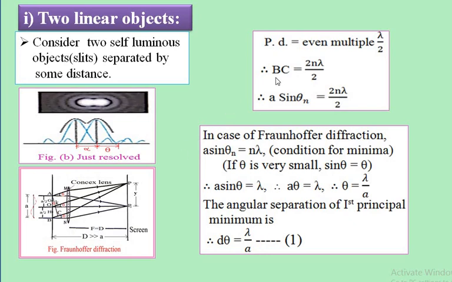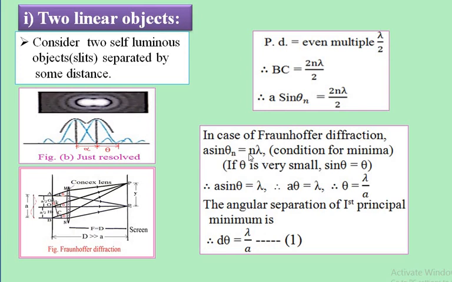Here the path difference BC occurs. BP minus AP is equal to BC. BC is the path difference between the two rays. a sin theta n is equal to n into lambda. This is the condition for the minima in case of Fraunhofer diffraction.